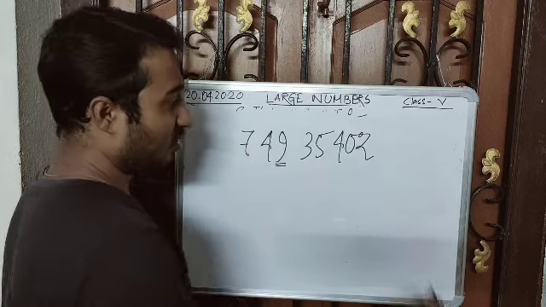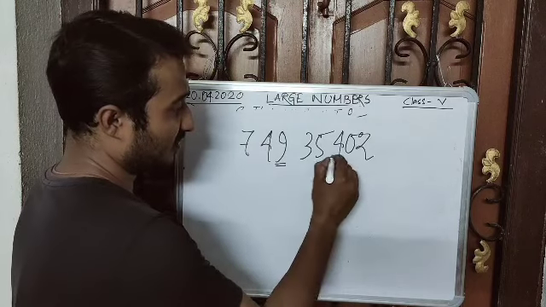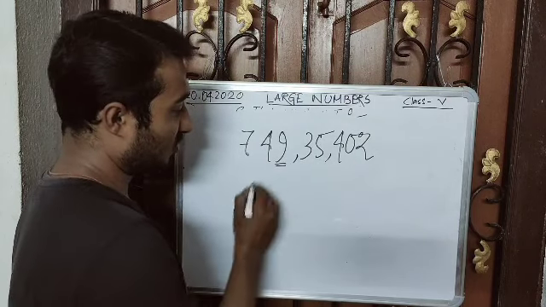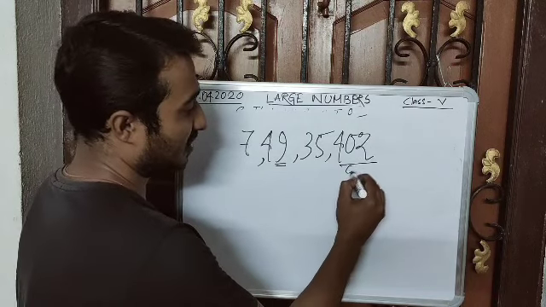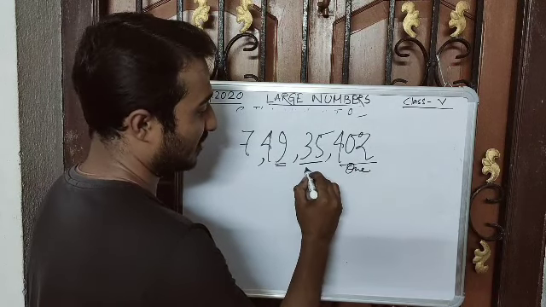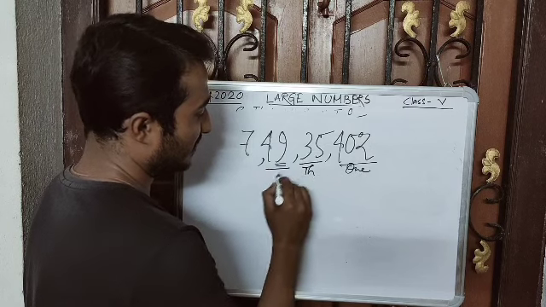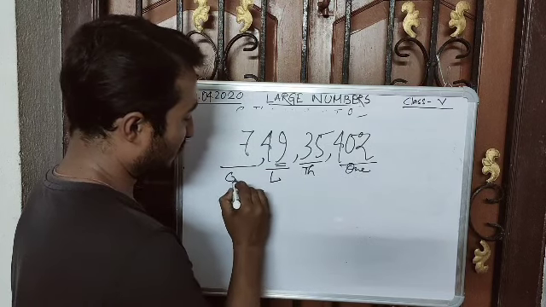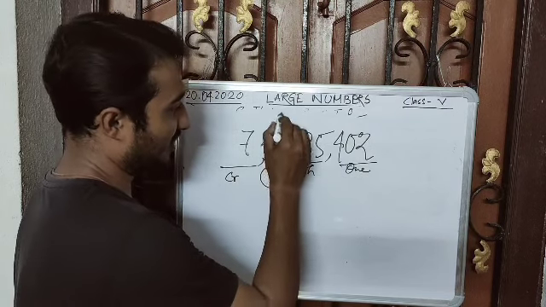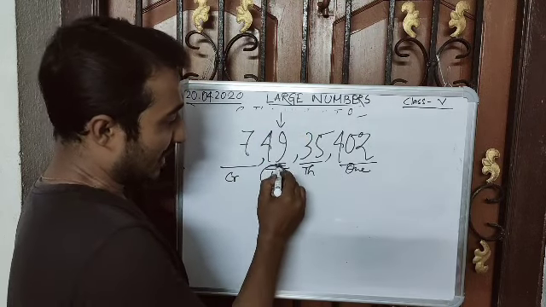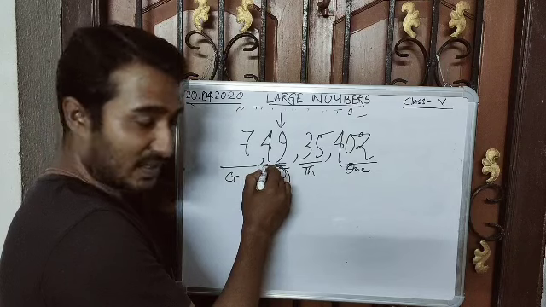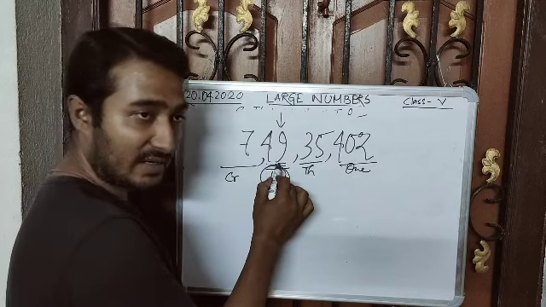So there is an easy way to put commas very easily. First 3, then 2, then 2. Now we can easily determine which are the periods. This is 1's period, this is 1000's period, this is lakhs period, and this is the crore period. So this is in the lakhs period, the number we want. Where? In lakhs place or 10 lakhs place. You know that this is in lakhs place.